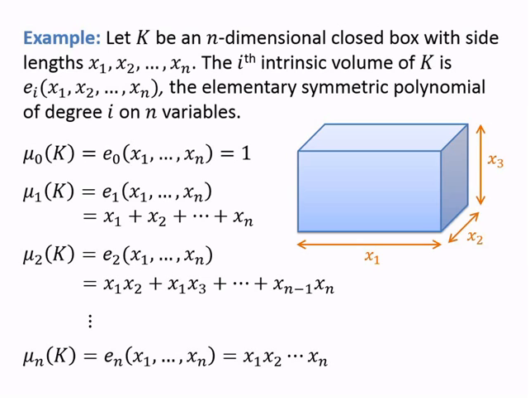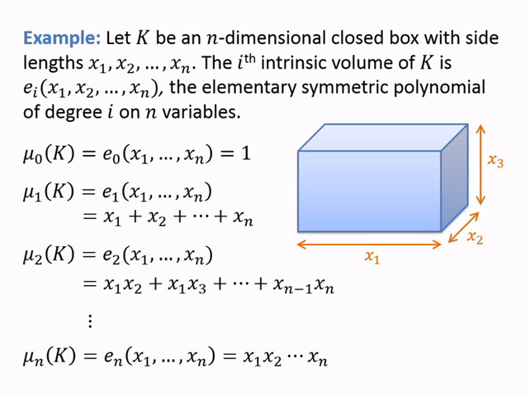So if my collection of sets consists of finite unions of objects like this, then suppose I take this box and remove one of the faces. I can compute the intrinsic volume of the resulting object by additivity. I know the intrinsic volumes of the closed box, and I know the intrinsic volumes of, say, this face. If I take the face off, I just subtract, and I can find the intrinsic volumes of the box with a face missing.